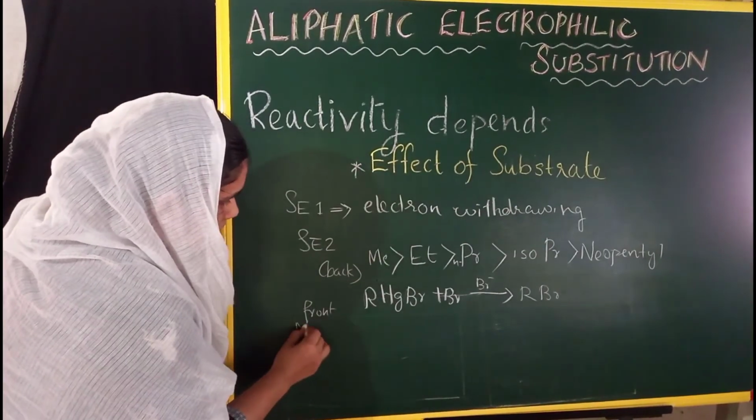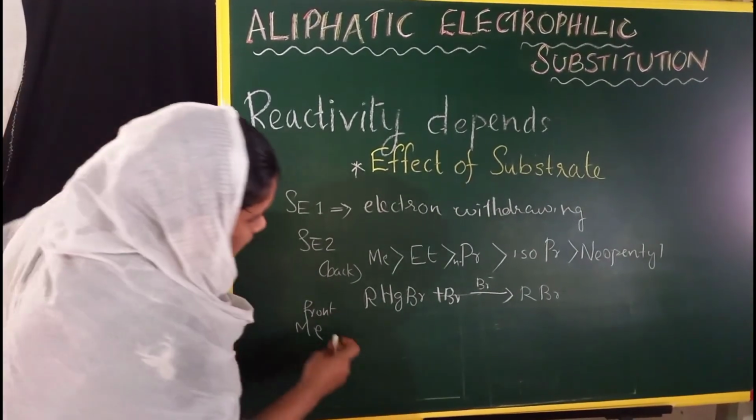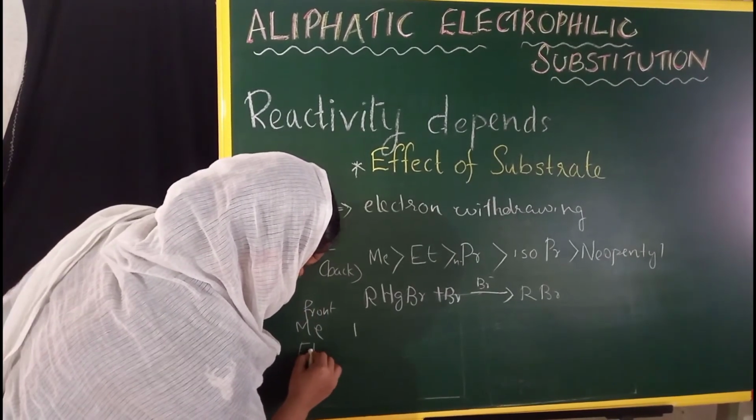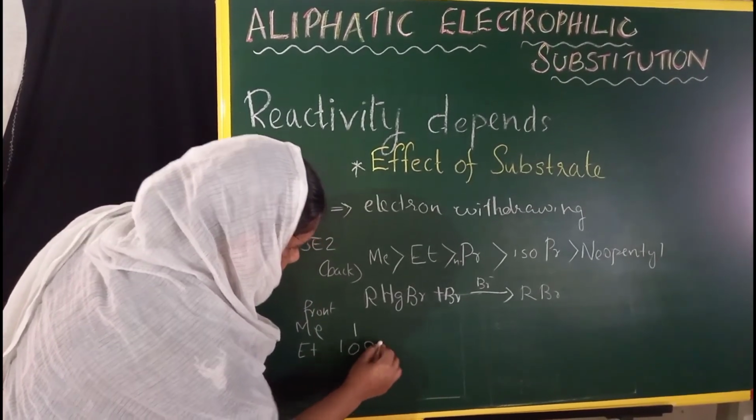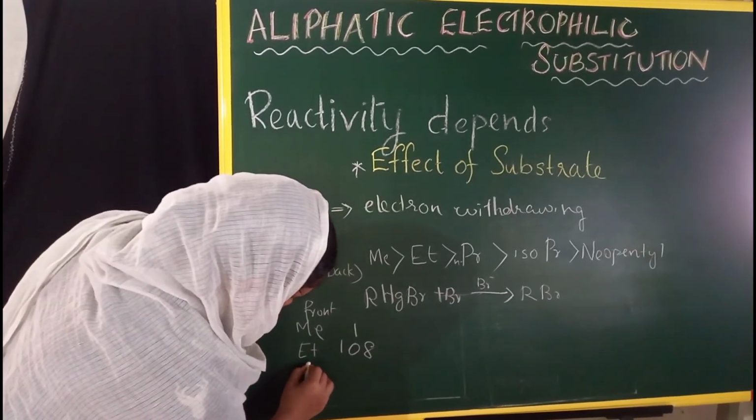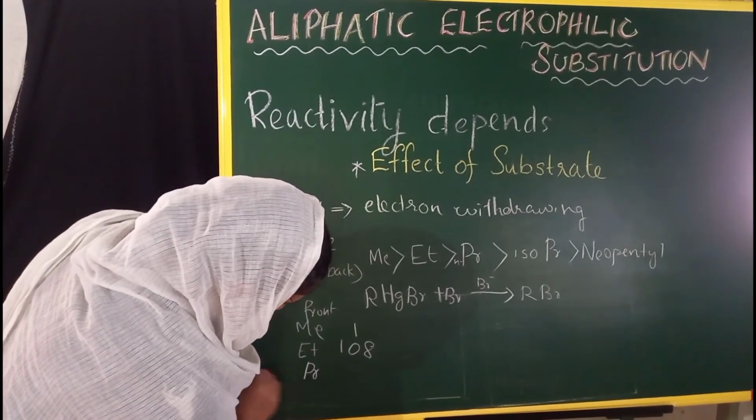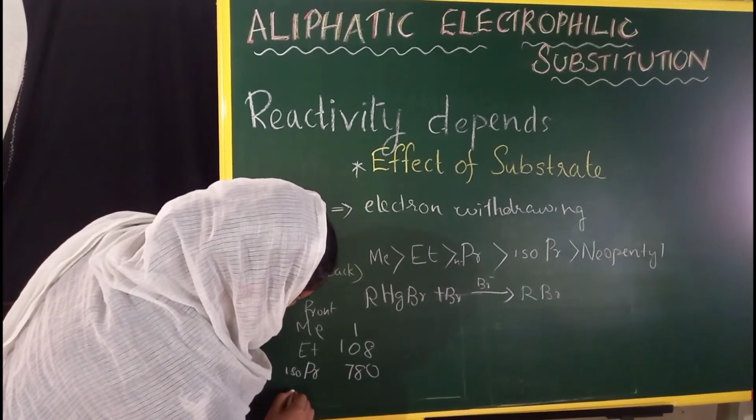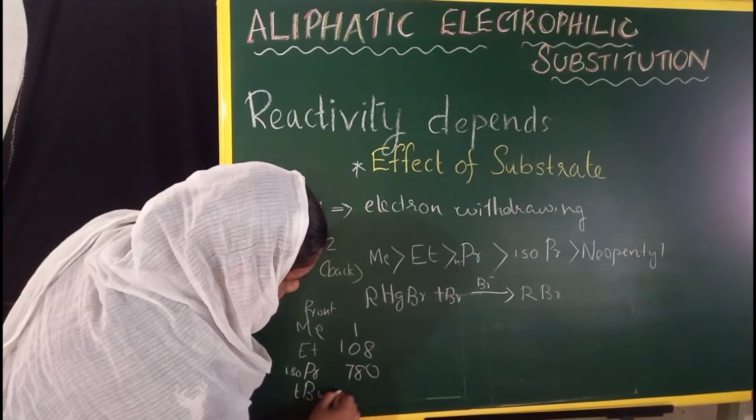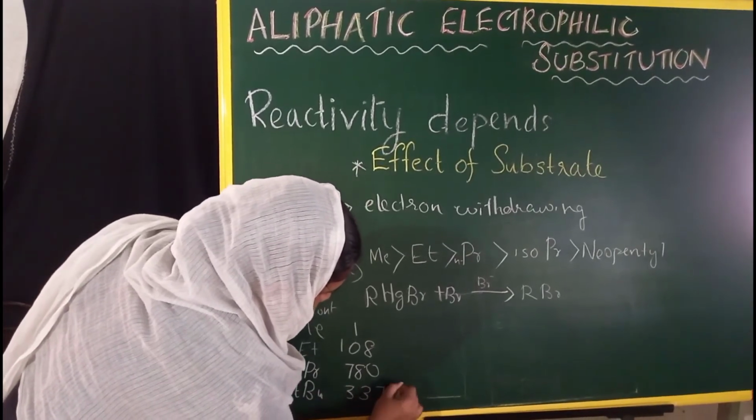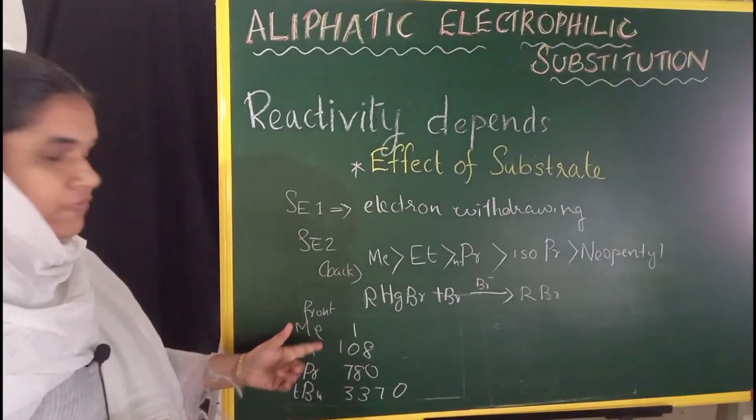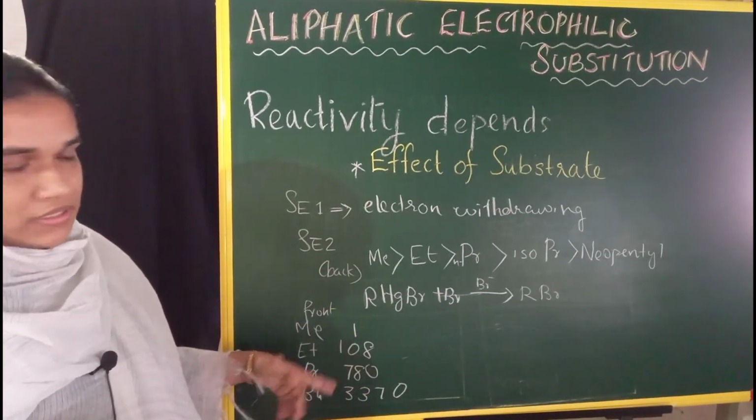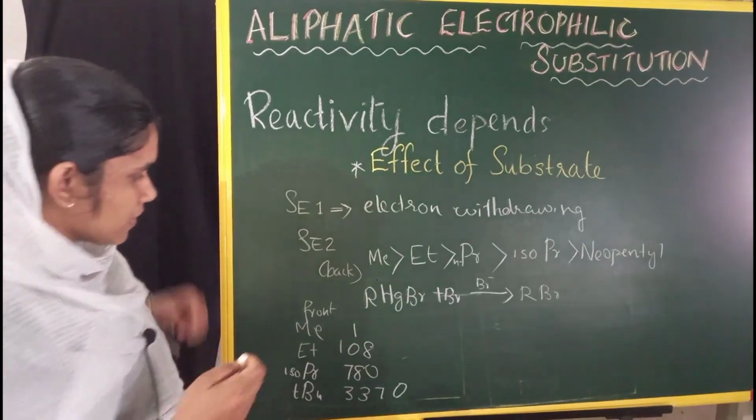When a methyl group is present there, the reactivity is 1, then ethyl, the reactivity is 108, then isopropyl 780, then tertiary butyl 3370. That is, as alpha branching increases, the rate of reaction also increases in such a reaction.